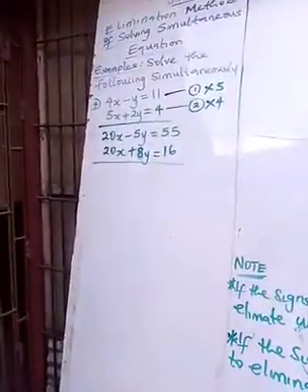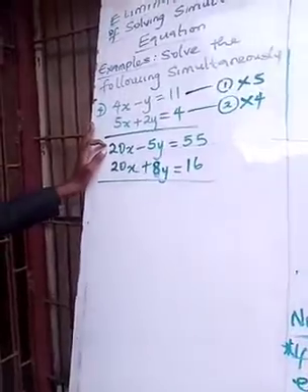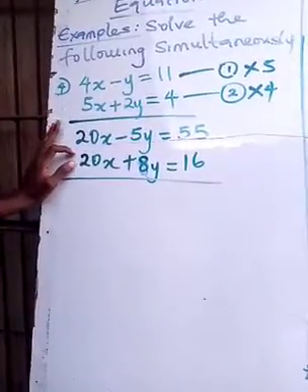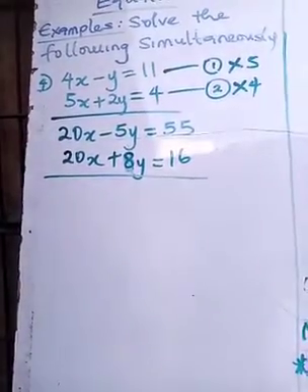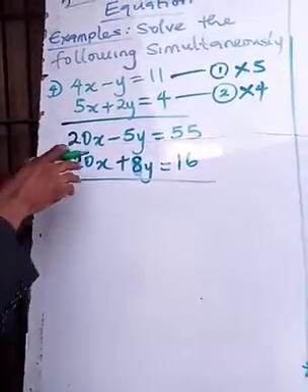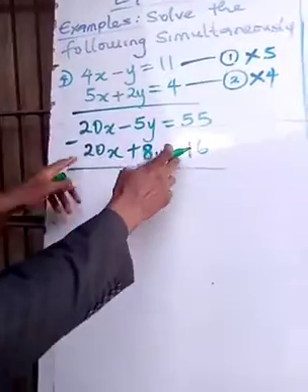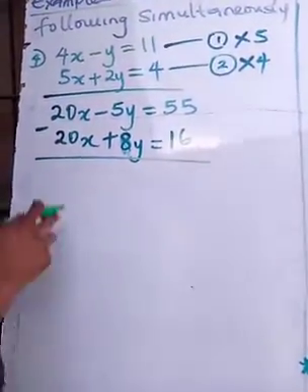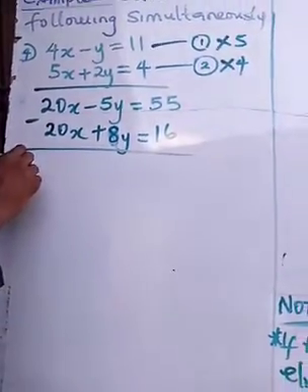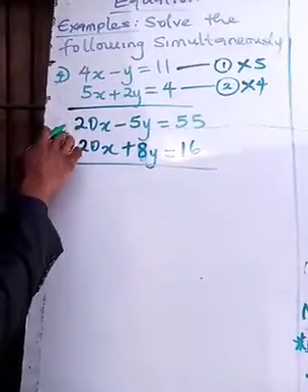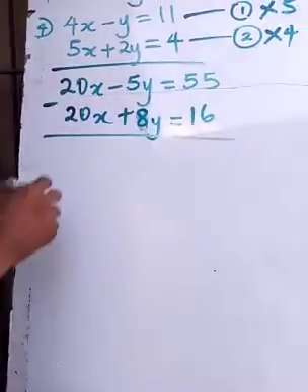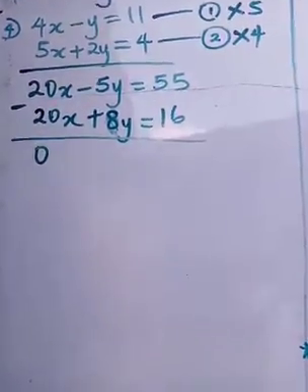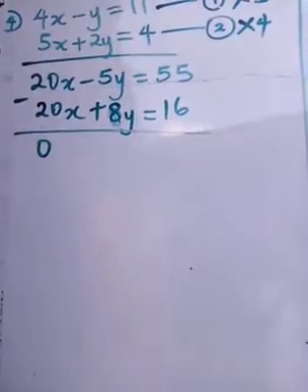Now we are eliminating x. Now if you notice, there is an invisible plus here and there is an invisible plus here. So that means to eliminate x, we are going to subtract. So if you are subtracting this, that means you are removing this from this. So if you are subtracting, that's 20x minus 20x, that's 0.